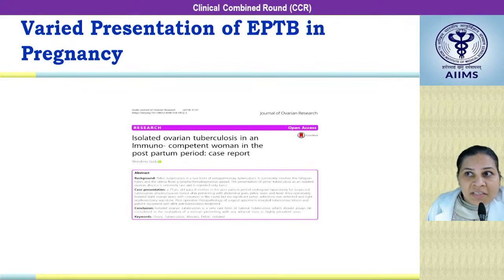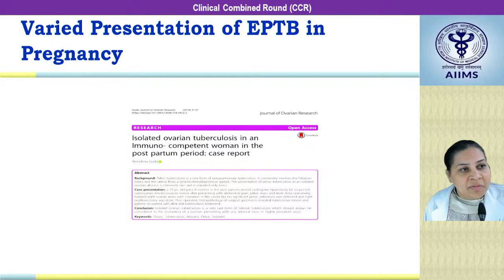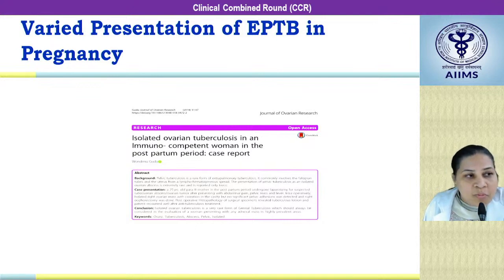In another case, one week after a cesarean section, the patient presented with cough, fever, and abdominal pain. They found fluid inside the abdominal cavity and thought it was secondary to septic pneumonia. But later, when they operated on the patient, they found it was ovarian tuberculosis only.